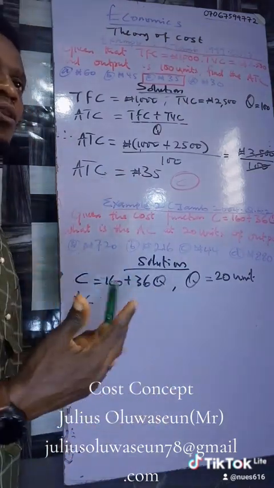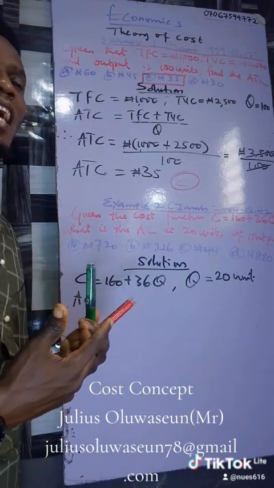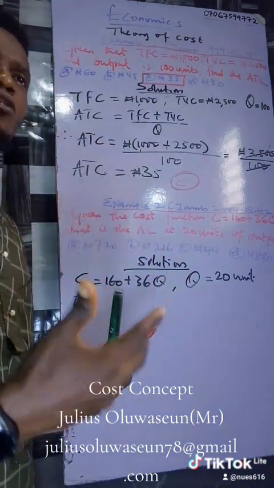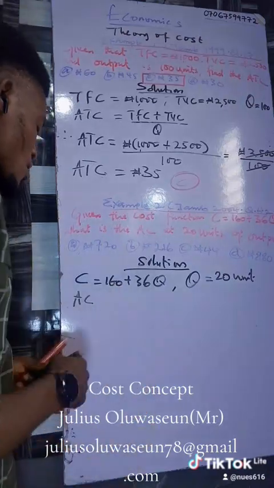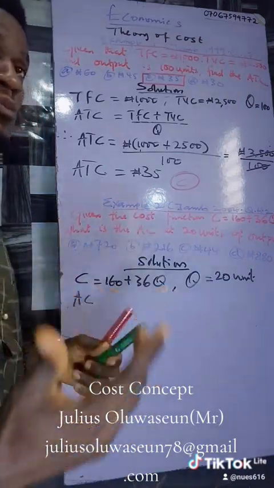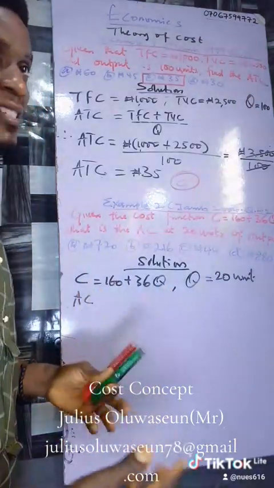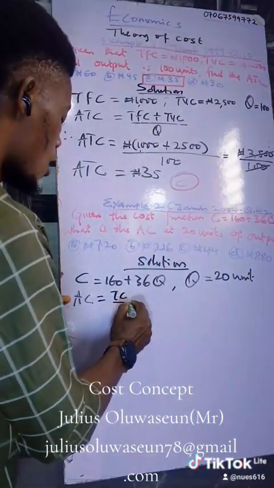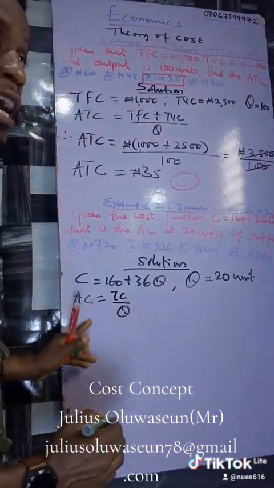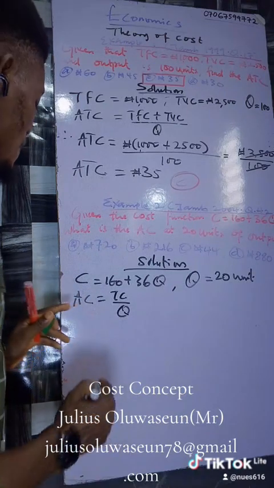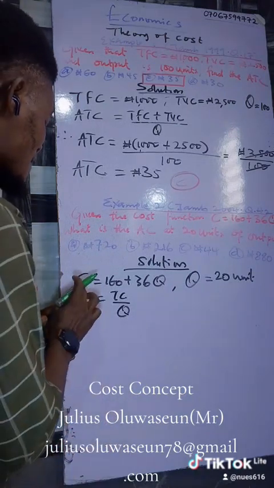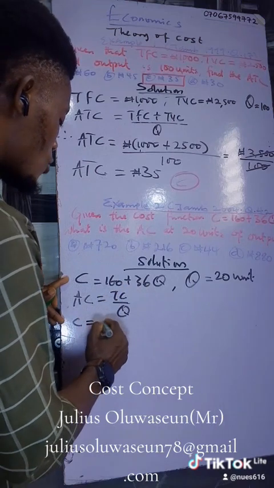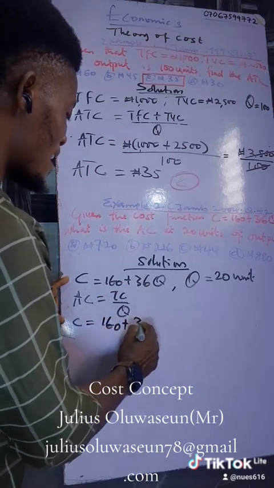Our average cost is still the same thing as unit cost. You may be asked what is average cost? Average cost is defined as the ratio of total cost to output. That is our average cost. We normally express our average cost as unit cost as well. So average cost is a function of total cost all over Q. This is the formula for our average cost. Now we have our C, which represents our total cost. Our C is equal to 160 plus 36Q.